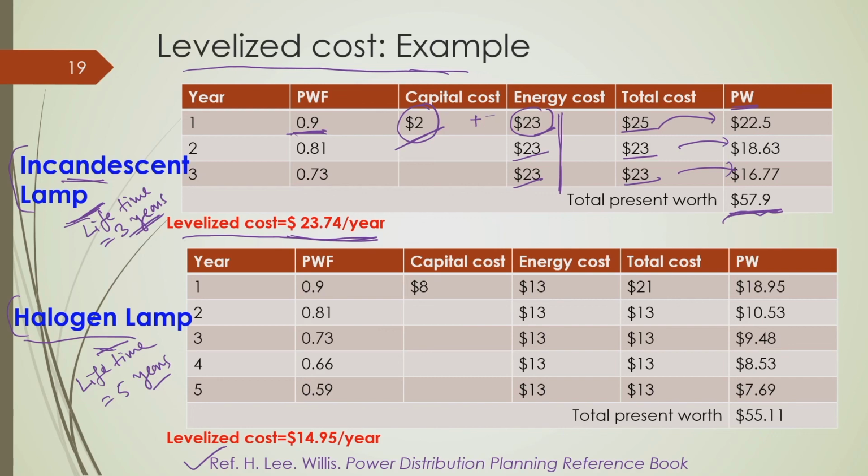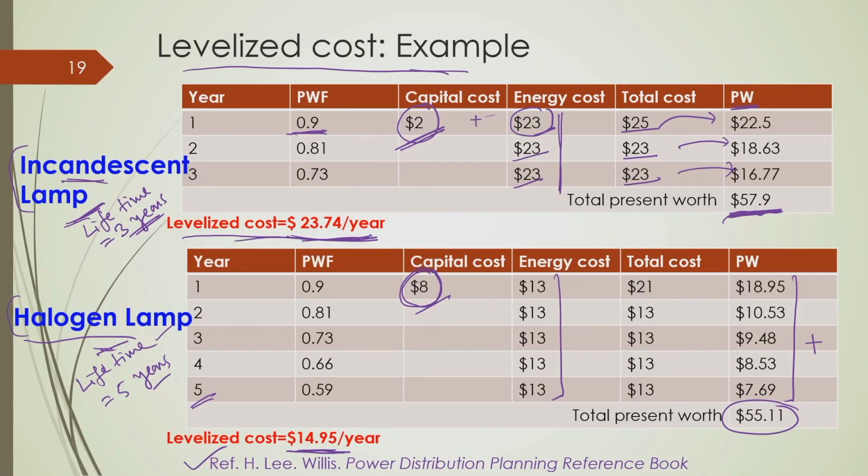Similarly, for the halogen lamp also we need capital investment cost of $8. So, as the energy cost is lower than this incandescent lamp, and in similar way you determine the present worth cost, and if you sum up, the total present worth cost will give you around $55. This is for a span of 5 years and levelized cost will be around $15 per year. So, if you compare this levelized cost and that levelized cost, you can see almost $10 saving that you can get with this halogen lamp, whose capital investment cost is 4 times higher. It is actually 4 times of this incandescent lamp.